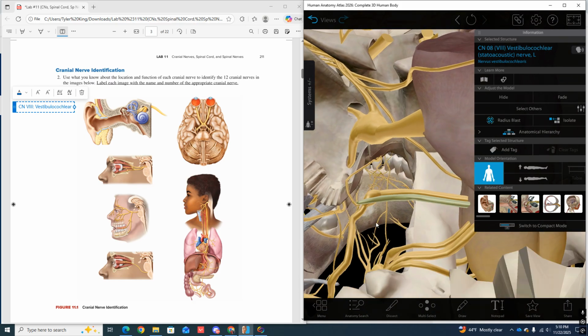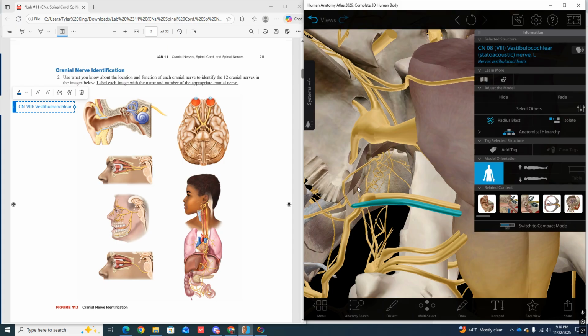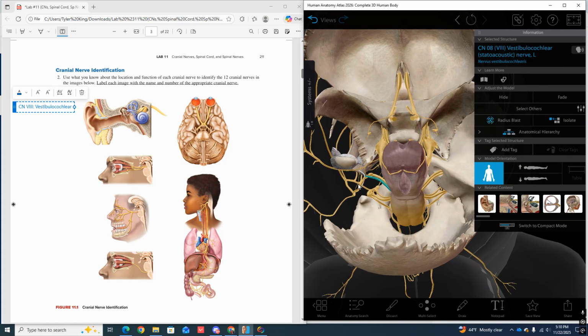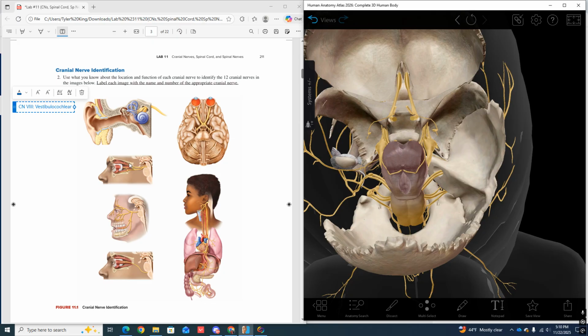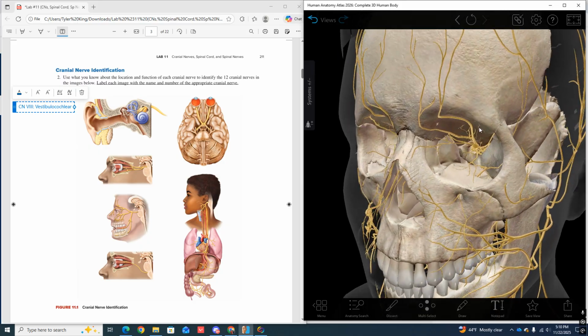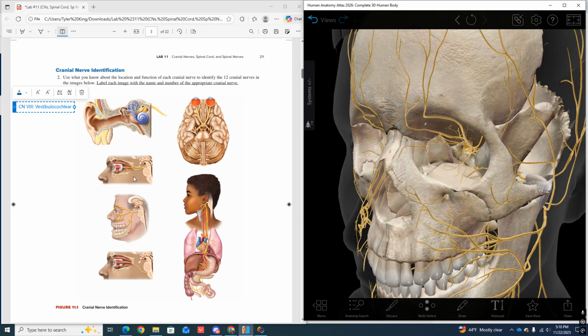But this is where the eighth cranial nerve would come and innervate. And you can imagine you'd have the cochlea and the vestibular structures right there. Okay, that's number 8 right there. The next one is going into the eye. All right, we have a couple of the cranial nerves of the eye here. And it's not too well defined here which ones it's going to in the eye.